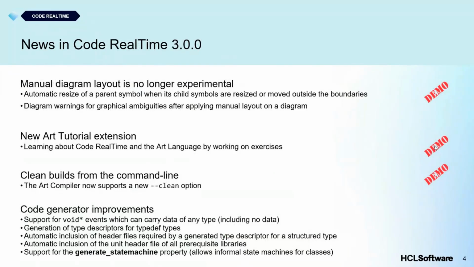So moving to Code Real-Time, one big news here is that the manual layout for diagrams that we have had for some time, and also demoed in previous sprint demos, is now declared non-experimental. Except for some bug fixes, we have also improved it in this sprint so that when you move or resize a nested symbol, the parent symbol automatically gets resized. So that makes that scenario slightly easier than before, where you had to do this in 2 steps.